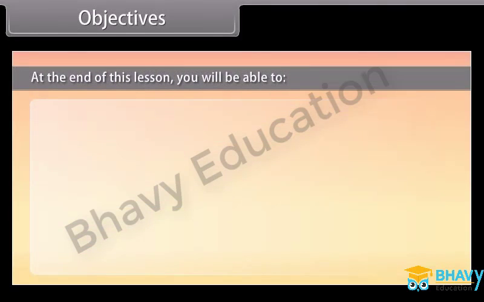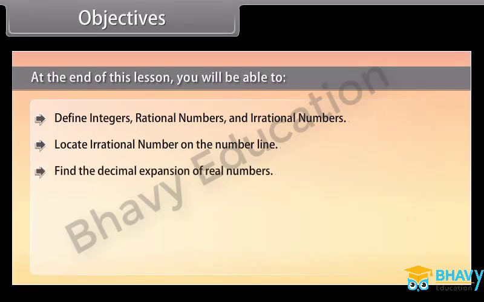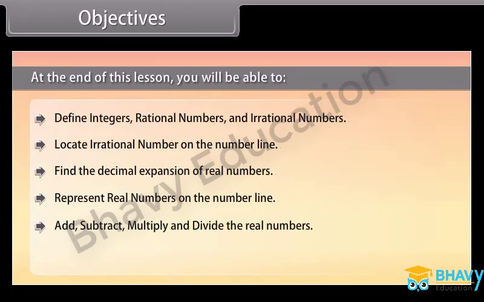Objectives. At the end of this lesson, you will be able to define integers, rational numbers, and irrational numbers. Locate irrational numbers on the number line. Find the decimal expansion of real numbers. Represent real numbers on the number line. Add, subtract, multiply, and divide real numbers, and state the laws of exponents for real numbers.